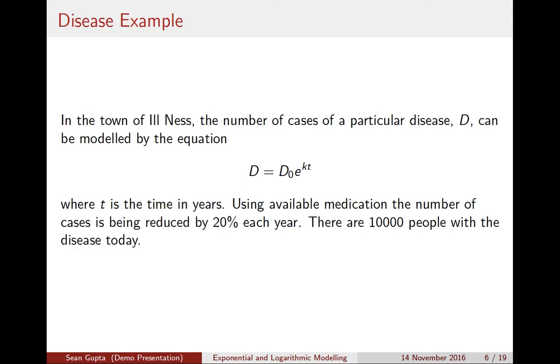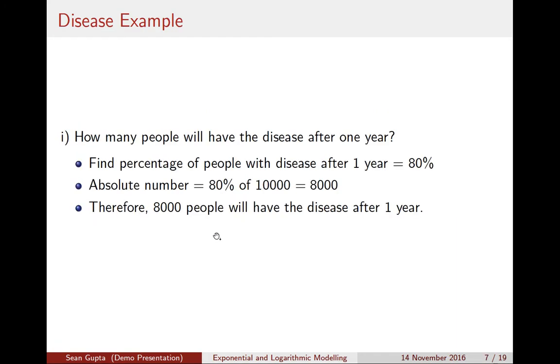Okay, so what do we know? 10,000 people have a disease today. The number of people with the disease decreases each year. How much does it decrease by? By 20%. How many people will have the disease after 1 year? Well, after 1 year means 20% less, so it's 80% of the number of people we started with. We started with 10,000 people, so that makes it 8,000 people. So after 1 year, 8,000 people will have the disease.